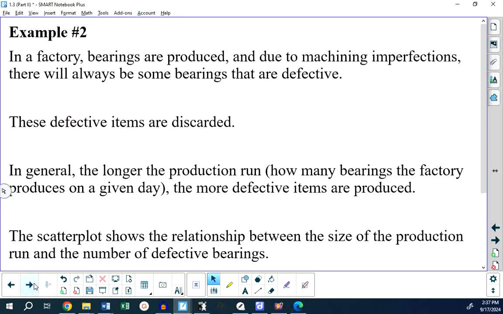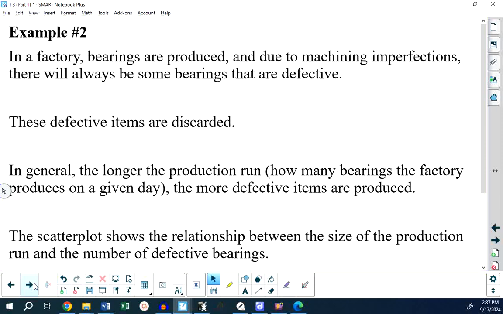Okay, let's take a look at example 2. In a factory, bearings, which are little metal spheres, are produced. And due to machining imperfections, there's always going to be some that are defective. I think everybody knows this. When you're in industry and you're manufacturing things, some items get discarded because they're wrong. They're the wrong size. They have flaws in them. We call that defective. So the defective items are discarded.